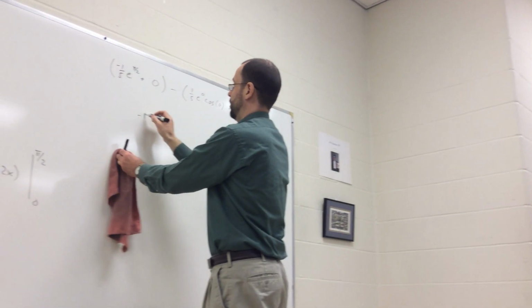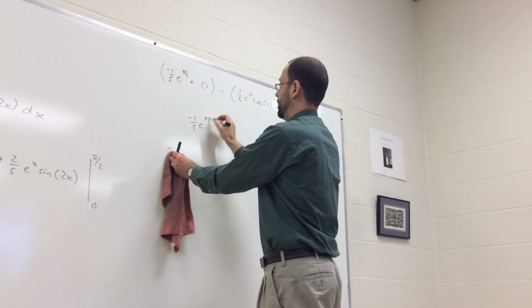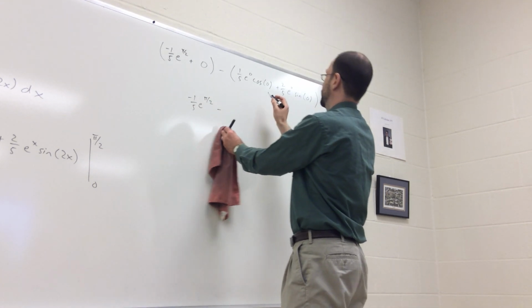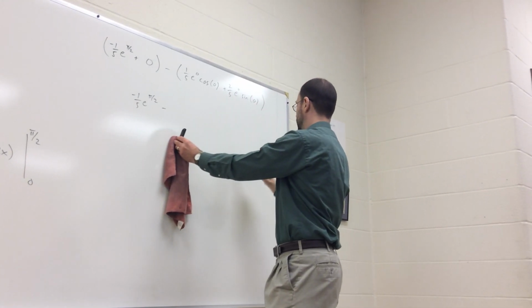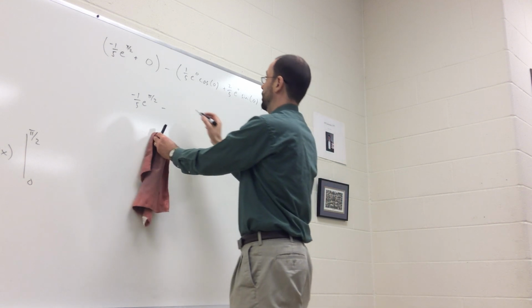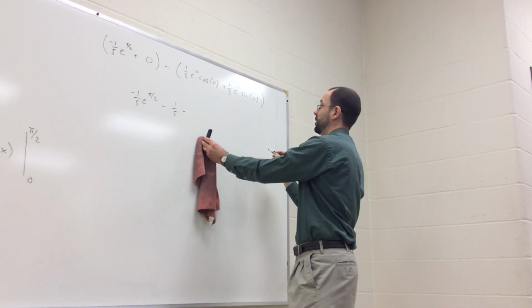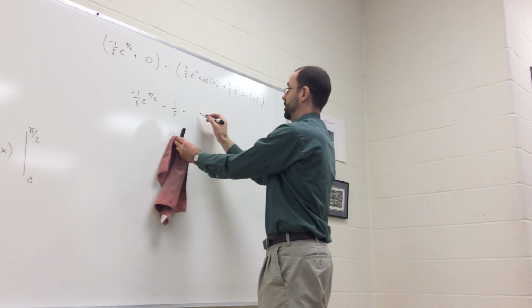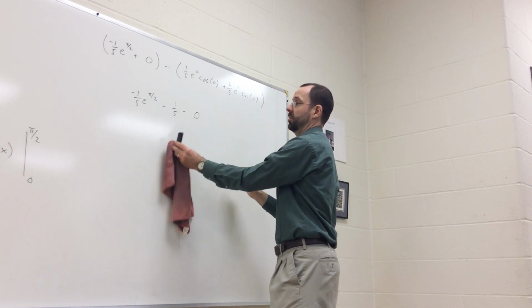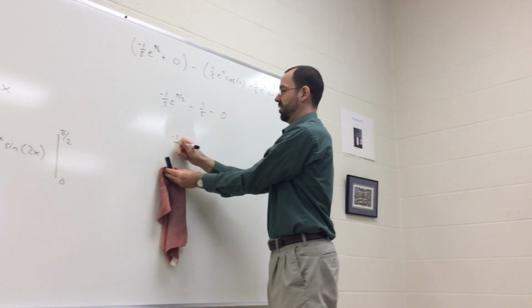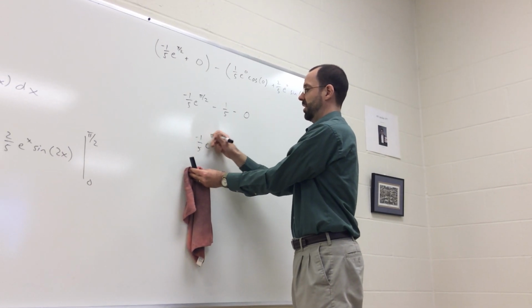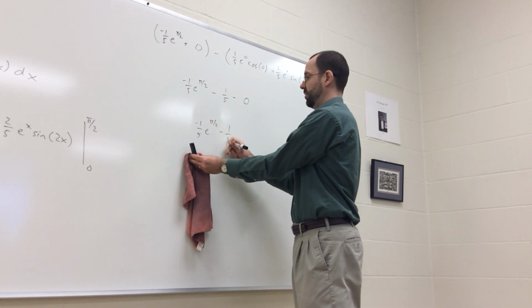So we've got negative 1/5 e to the pi over 2 minus 1/5 minus 0. The final answer is negative 1/5 e to the pi over 2 minus 1/5.